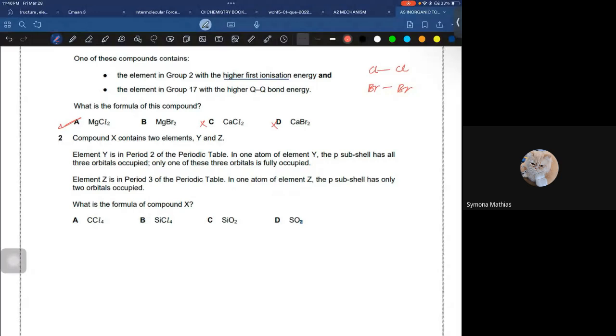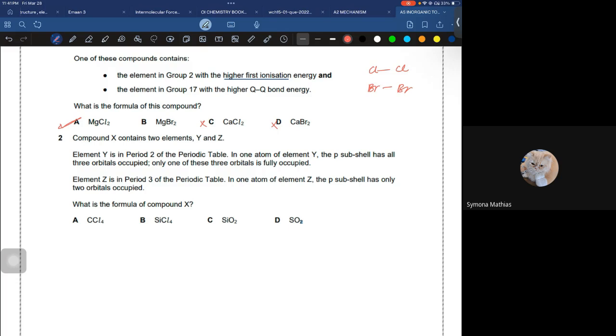Compound X contains two elements, Y and Z. Element Y is in period 2 of the periodic table. In one atom of element Y, the p subshell has all three orbitals occupied. Only one of these three orbitals is fully occupied. Element Z is in period 3 of the periodic table. In one atom of element Z, the p subshell has only two orbitals occupied. What is the formula of the compound X?